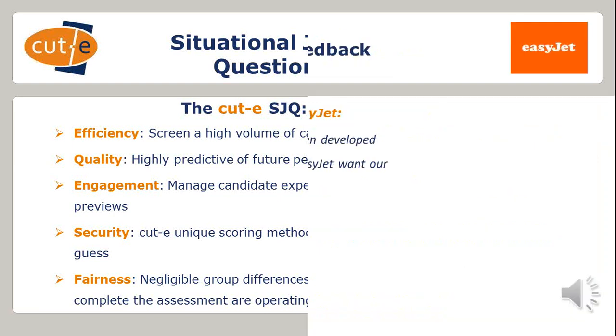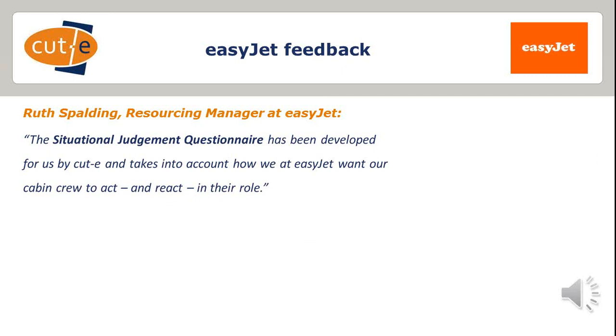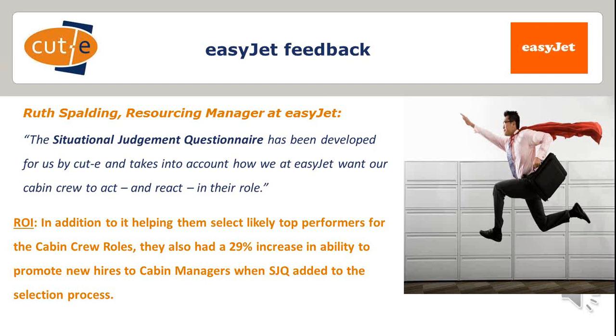You don't need these. EasyJet wanted to hire really super fantastic employees who would really be able to take it to the next level, who like flying, who are super talented, supermen, superwomen. Ruth Spalding, the resource manager at EasyJet, has said about this that the situational judgment questionnaire Qt developed for us has helped us identify how we want our cabin crew to act and react in their role. In fact, what they found is that not only did it help them select high performers in the cabin crew roles, but it also helped them identify in a much better way which ones are more likely to be promoted to cabin managers.